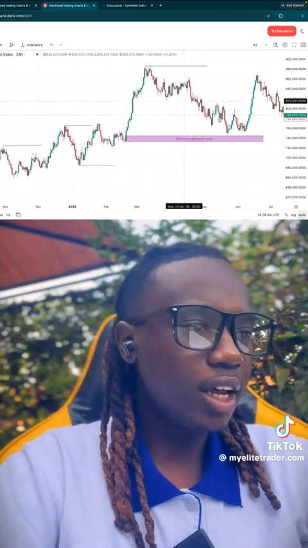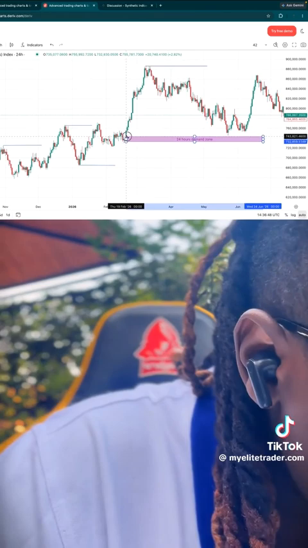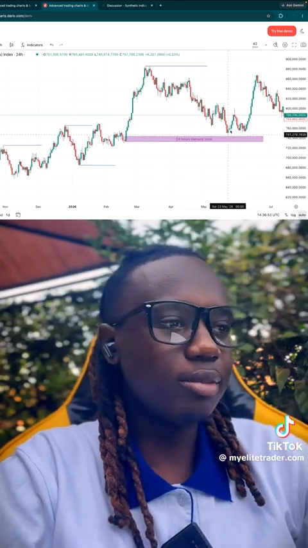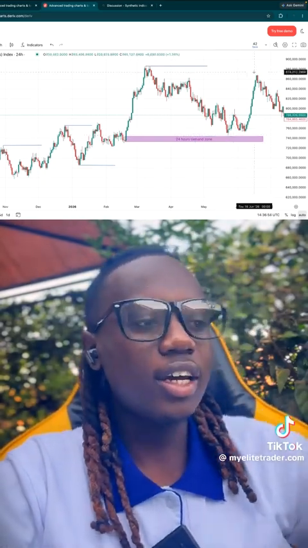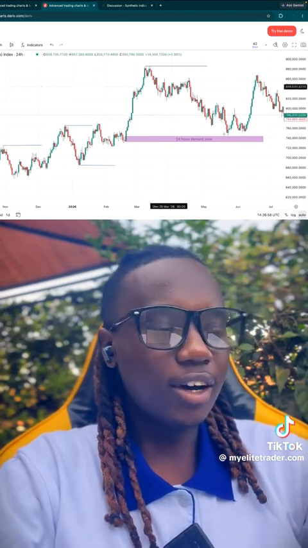So as you can see, price did not touch our demand zone. Let me put it perfectly. It came close to the demand zone, and it went up again. So meaning internally, our structure changed.